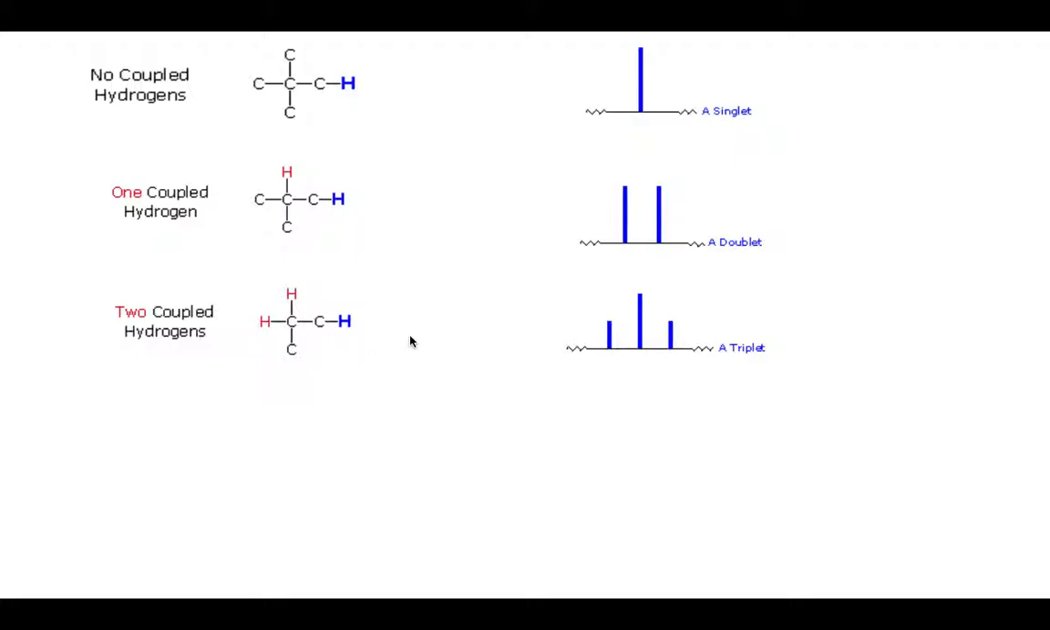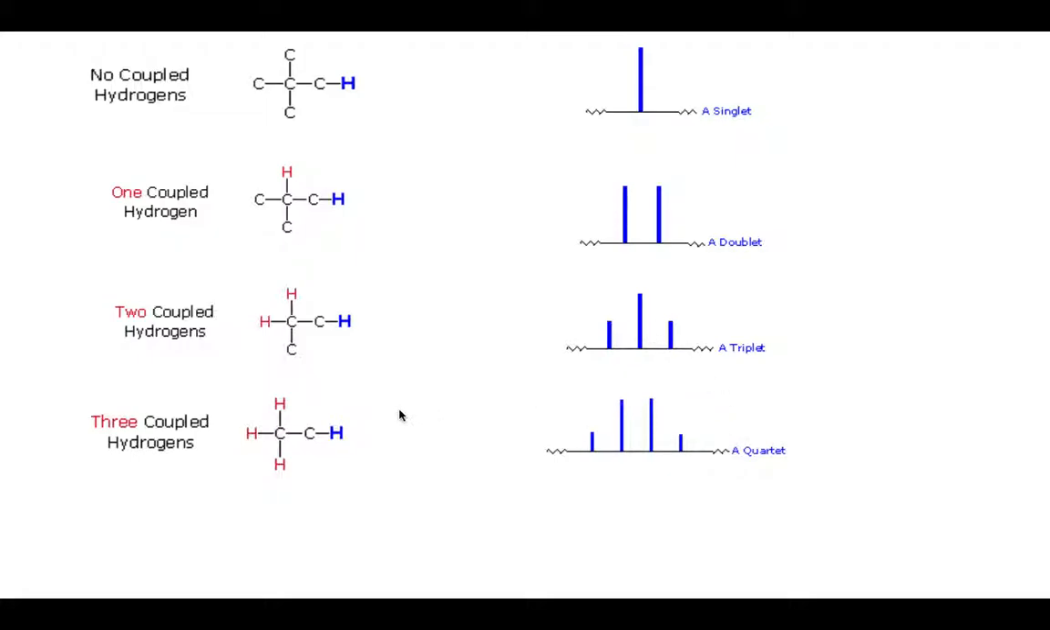And what we're building up here is what we call the n+1 rule. However many neighbors you have, you show up as a signal with one more, n+1. No coupled hydrogens, singlet, 0 + 1. One coupled hydrogen, you show up as a doublet, 1 + 1, 2. 2 + 1, 3. 3 + 1, 4, and so on. This would be a quartet.